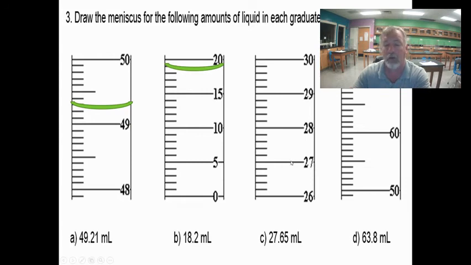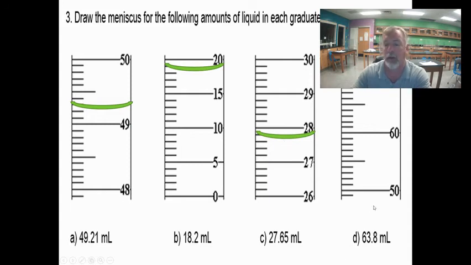27.65. We got 27 to 28, 1 milliliter. It took us 1, 2, 3, 4, 5 steps to get there. So each tick mark is 0.2 milliliters. We're looking at 27.65. So this is 27.2, 27.4, 27.6. So we have to go a 0.05. So we're going about a quarter of the way between our 27.6 and our 27.8. Draw our meniscus. And again, the bottom of the meniscus is what we're looking for here.